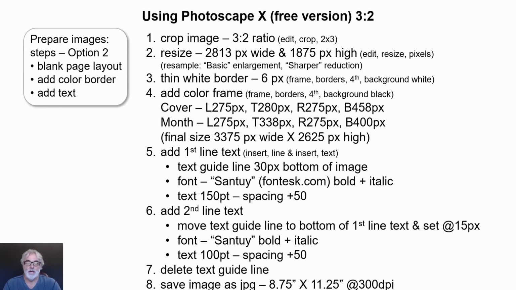Now, whatever editing application you're using, or the photos right out of your camera in JPEG format or from your phone, first we need to prepare them using a free program called Photoscape X, which I've provided this procedure to crop your images, resize them, create a small white border, and then a full color background frame. And then we can add some lines of text, save the images, and then upload them to the Costco Photo Center. So let's get started.